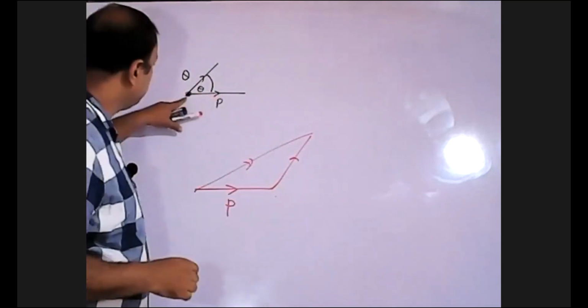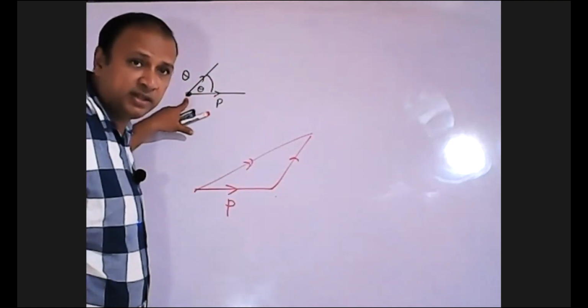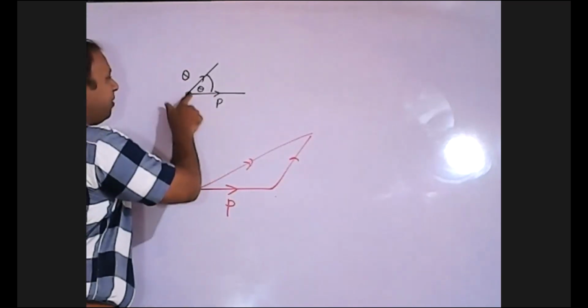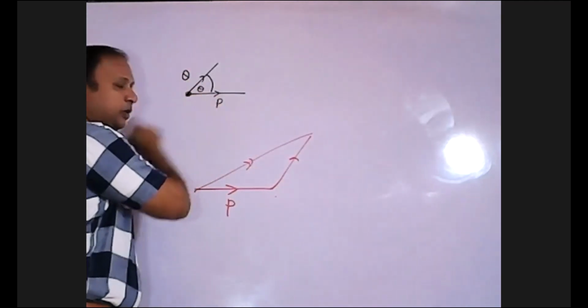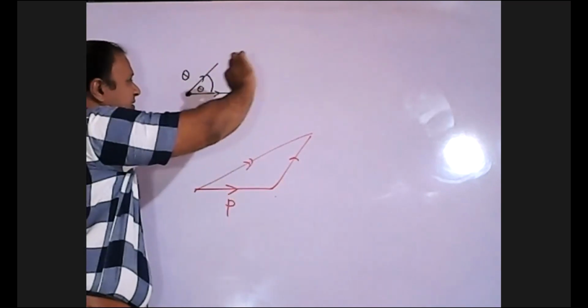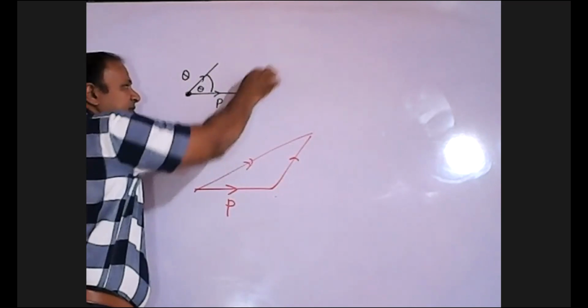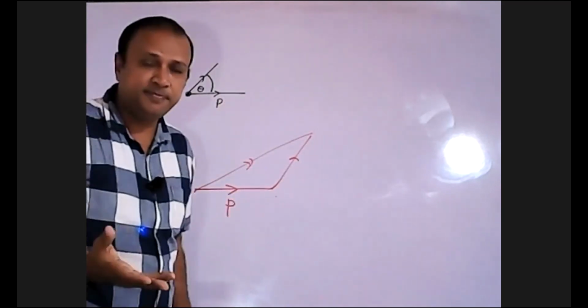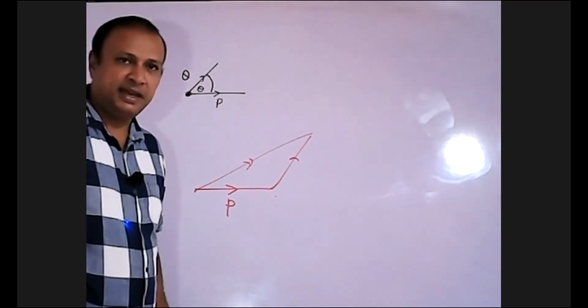That means the starting points of these two vectors overlap. This is the starting point of Q, and this is the starting point of P also. Therefore, we cannot extract one vector and overlap its starting point with the other. That is a problem, no?